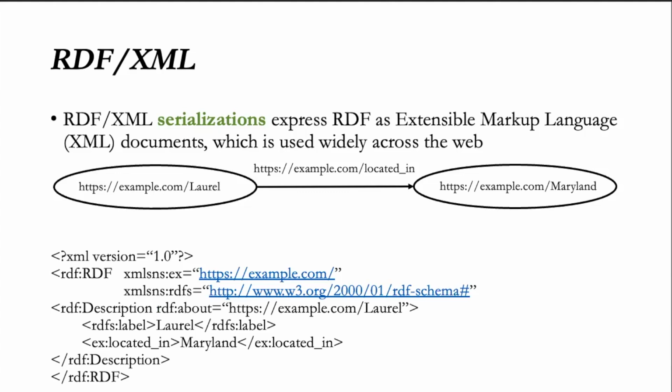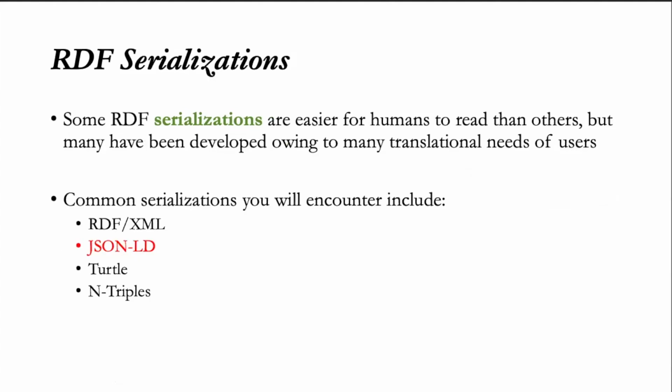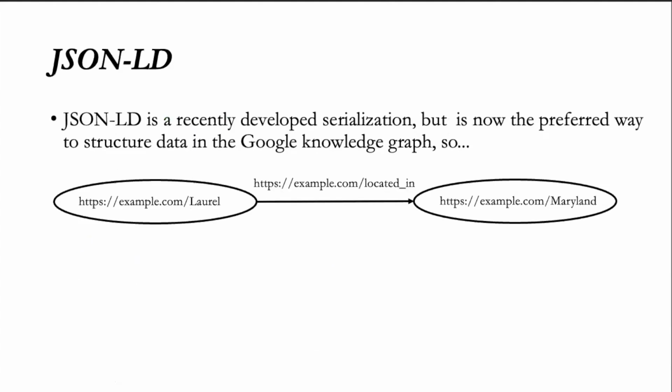You've got example.com, a description about Laurel, a label, Maryland, description. Gross. It also kind of obscures the triple structure that, for me, I'd like to see. Other examples: JSON-LD, easy for folks to read, very widely used on the web. It's now a preferred way to structure data, for instance, in the Google Knowledge Graph. So you know it must be good.